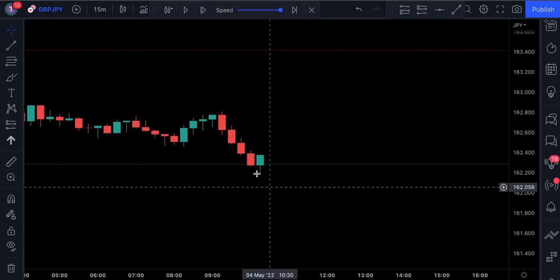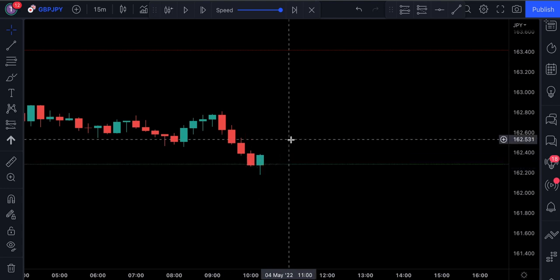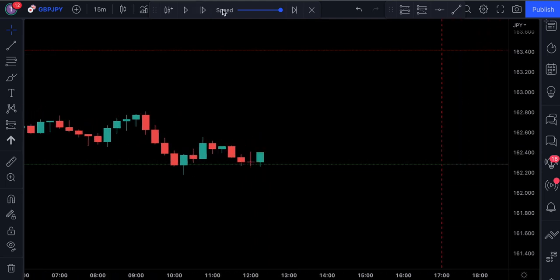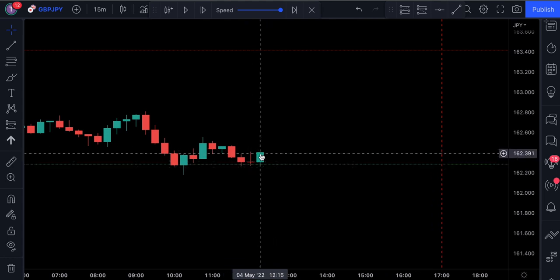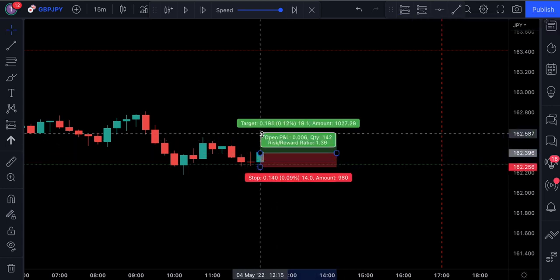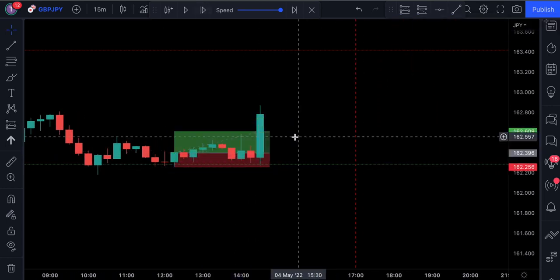Okay, let me give you a couple more examples. So here we see we had a pullback into our support level, but the price did close below it. So in this case, we want the price action to rise and then touch the support level again. Okay, we see it did touch the level of support, and we have a bullish engulfing candlestick. So this means that we can enter a long position. Okay, we see this trade turned out to be successful.